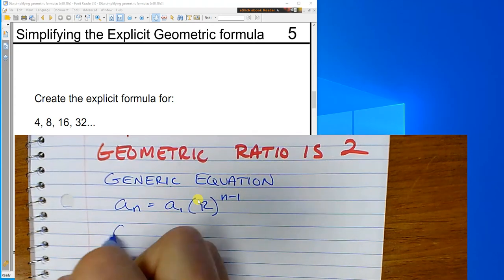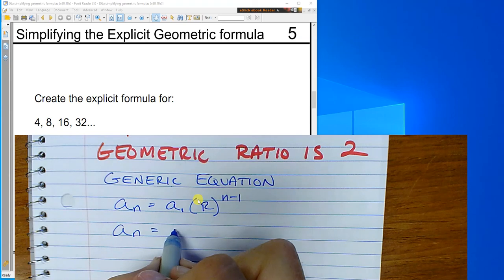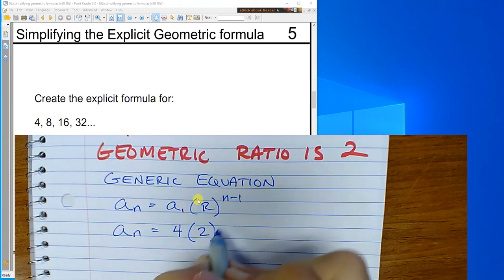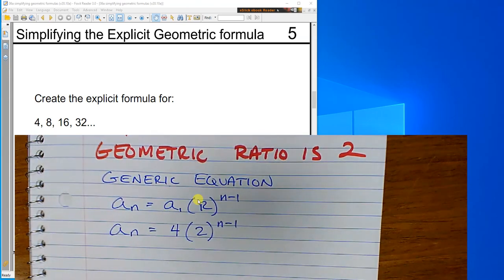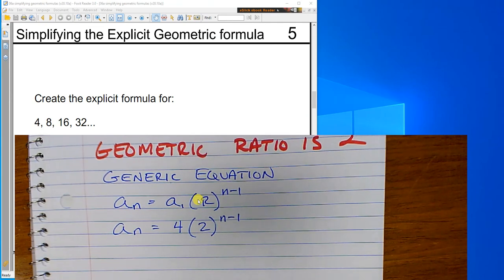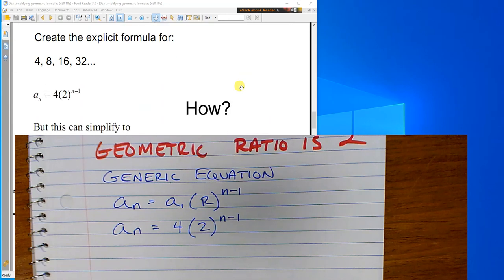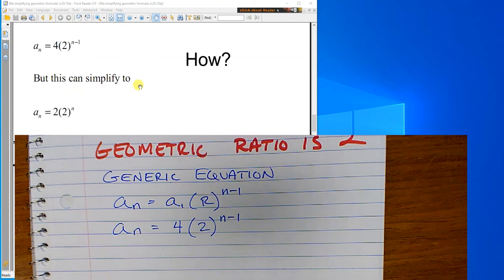So we're going to build this right now. a sub n equals 4 times 2 to the n minus 1. And we just built it. But I'm going to tell you that we can actually simplify this thing down a little bit. Right here it is, 4 times 2 raised to the n minus 1 power. It can simplify to this. This and this are the same thing.